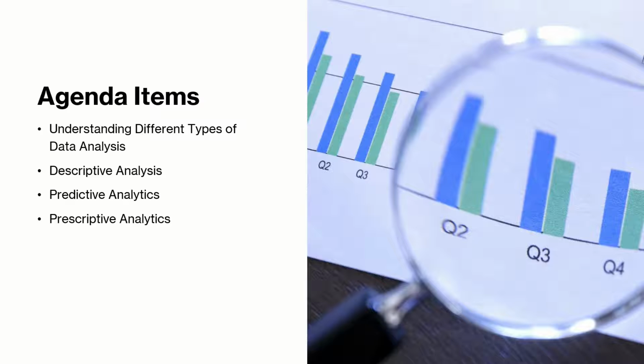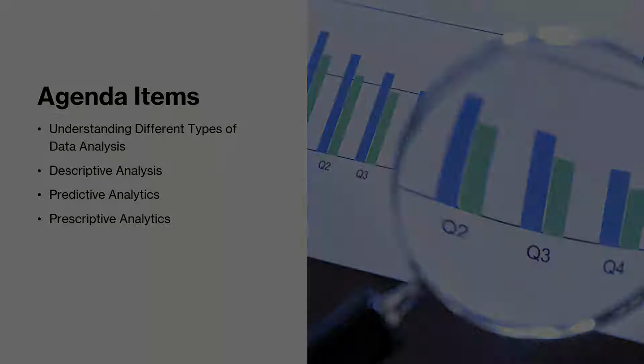So what we'll be discussing today is, first of all, what are the different types of data analysis? So there are broadly three different types of data analysis categories. That is descriptive analytics, predictive analytics, and prescriptive analytics. Let's take a look at one by one to get a further idea on what it means.